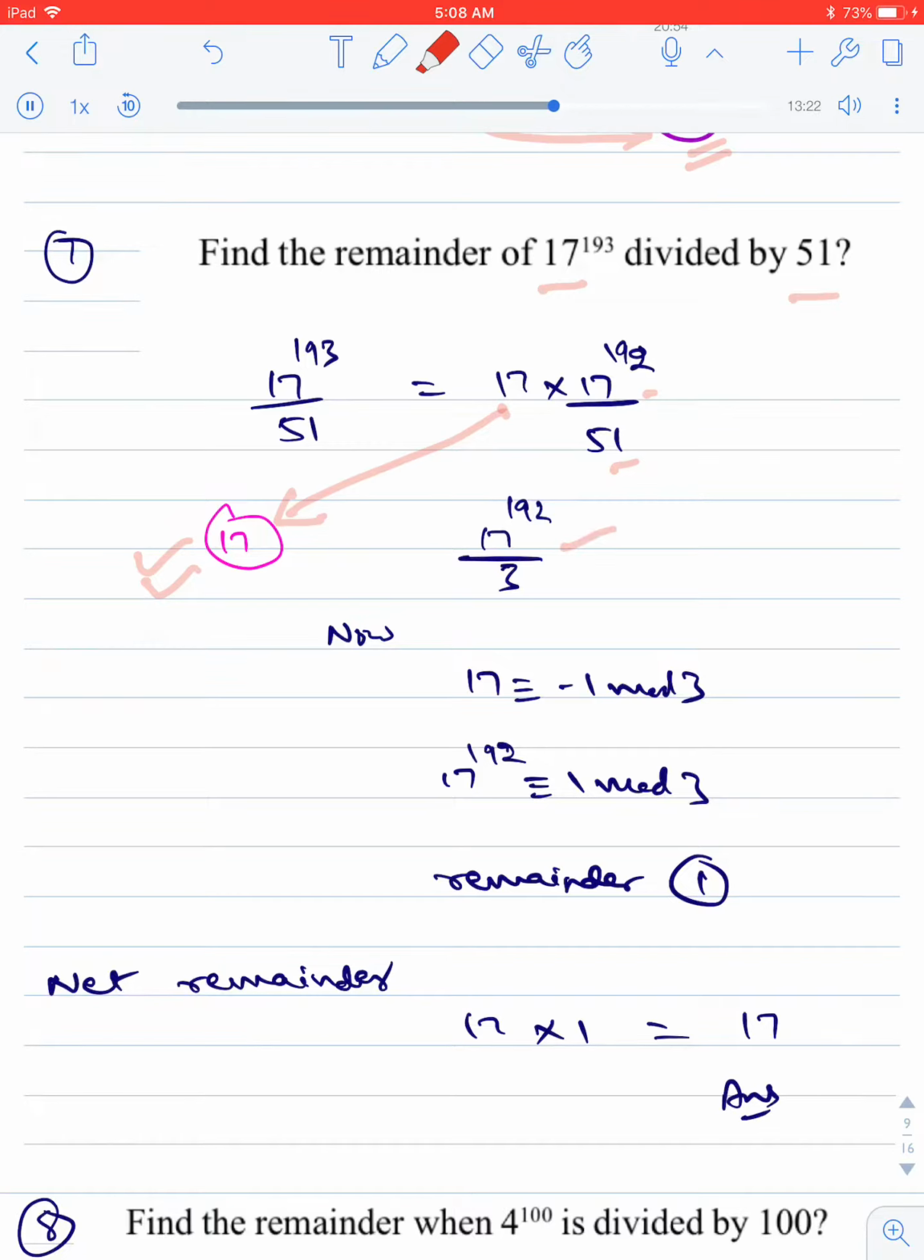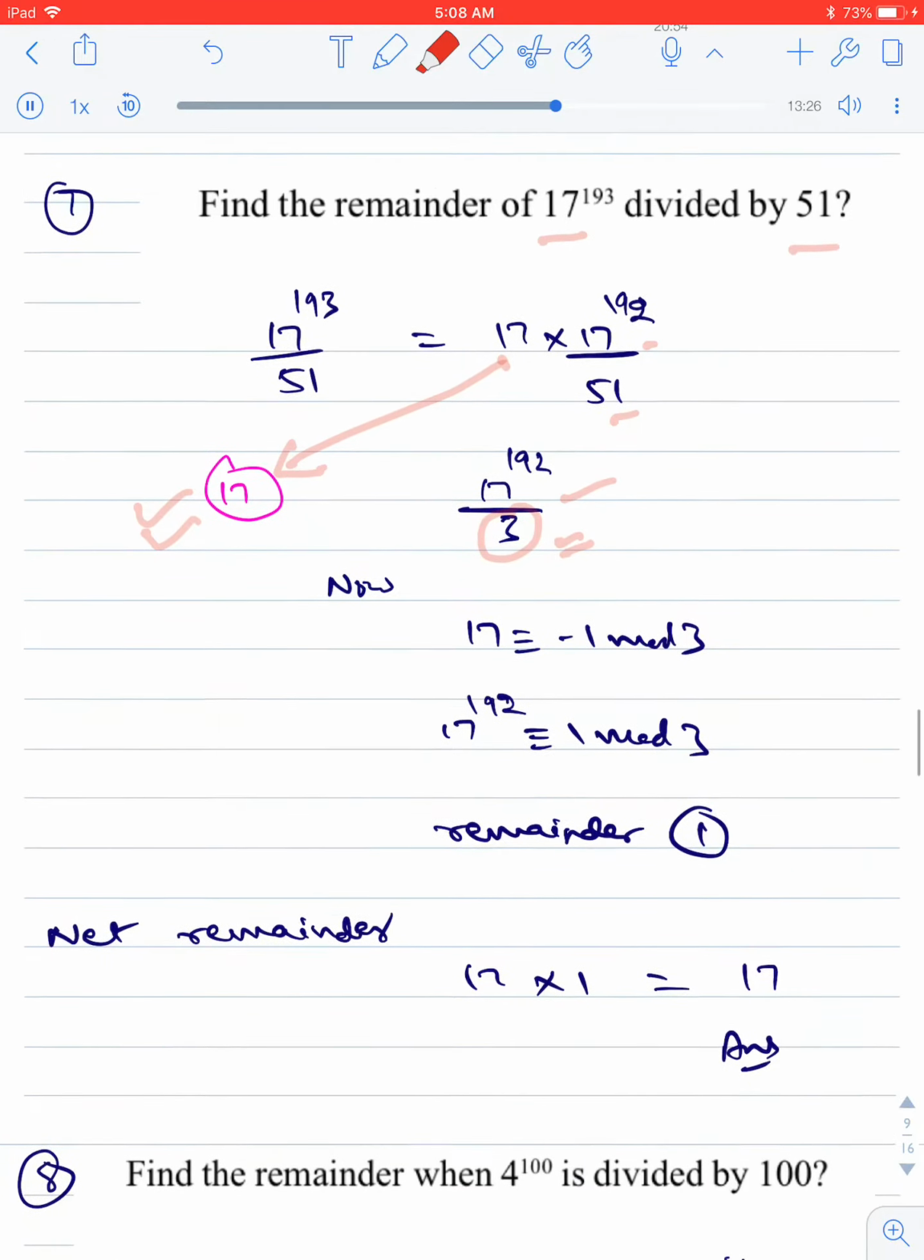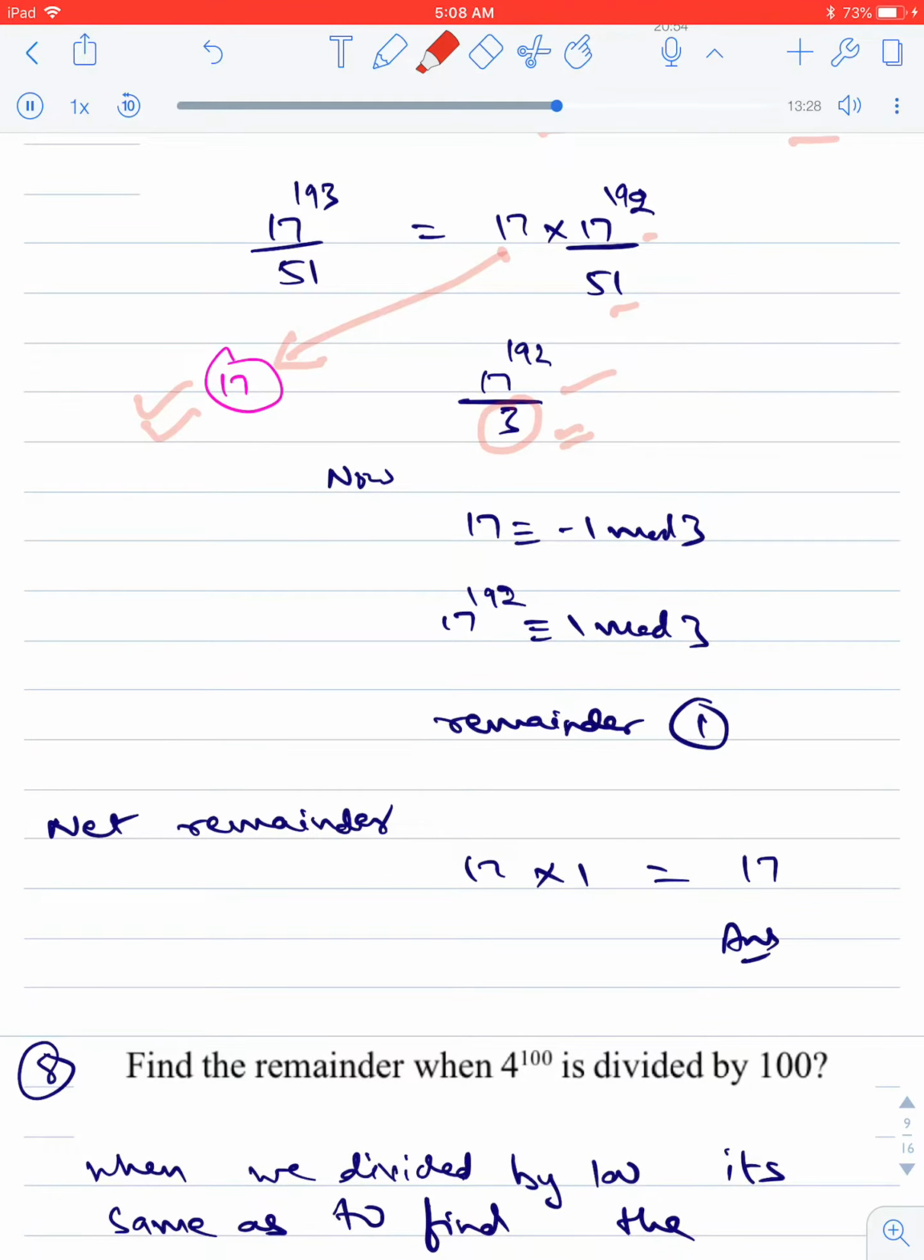Now it is easy to find the remainder after dividing by 3 rather than 51. That's why I use this concept. So 17 is congruent to minus 1 mod 3. 17 raised to 192 is congruent to 1 mod 3. That is, the remainder is 1. Now the net remainder is 17 into 1, which is 17.